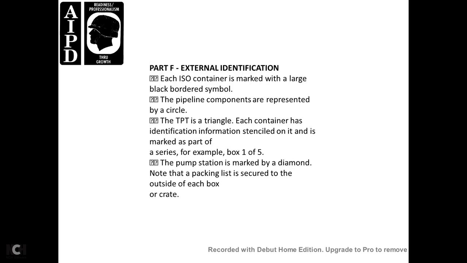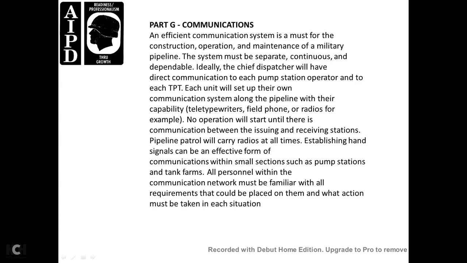Part F, external identification. Each of the ISO containers is marked with a large black border symbol. The pipeline components are represented by the circle. The tactical petroleum terminal is the triangle. Each container has identification information stenciled on it and is marked as part of a series, for example, box 1 of 5. The pump station is marked by a diamond. The packing list is secured to the outside of each box or crate.